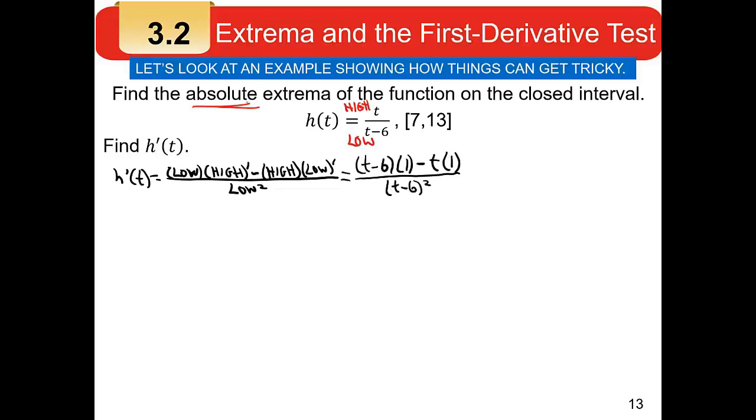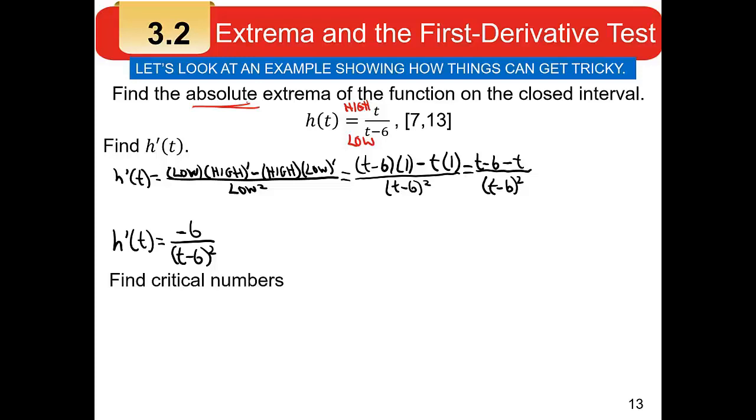And I won't bore you with the algebra, but you'll end up with something fairly simple. Minus 6 over the quantity t minus 6 squared. Now what do you do with the derivative? You're finding the critical values. The critical values, the critical numbers, are what you get by making the derivative 0 or undefined.